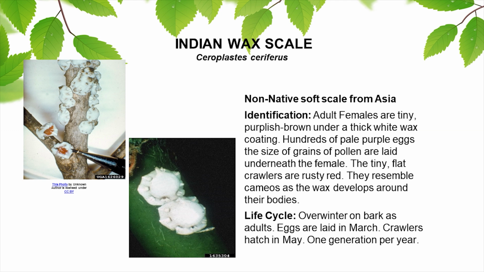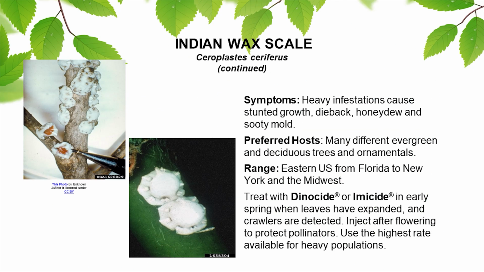The crawlers are tiny, flat, and rusty red in color. They resemble cameos as the wax develops around their bodies. Indian wax scales overwinter as adults on bark of the host tree. Females lay from 1,200 to 2,000 eggs that are underneath their body. In May, the eggs hatch into crawlers. There is one generation per year.